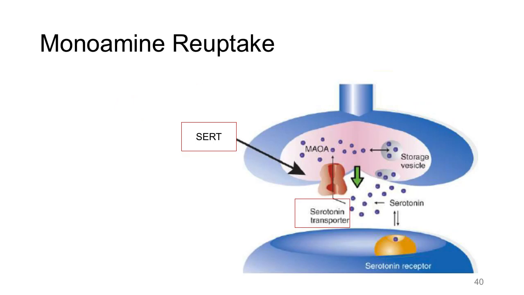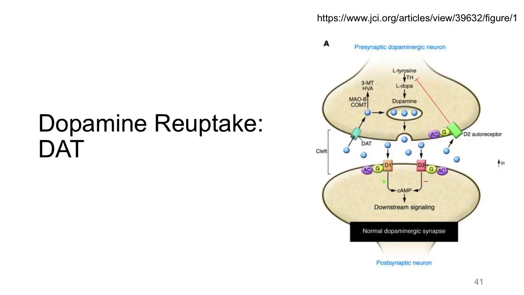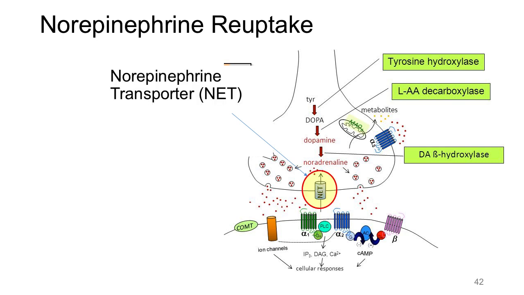Although monoamines are packaged into vesicles using one common transporter, VMAT, neurotransmitter reuptake from the synapse is done by individual reuptake transporters. Removing serotonin is done by serotonin transporter, or SERT. Dopamine is taken back up into the presynaptic terminal by the dopamine transporter, or DAT. Norepinephrine is taken back up into the presynaptic terminal by the norepinephrine transporter, aka NET.